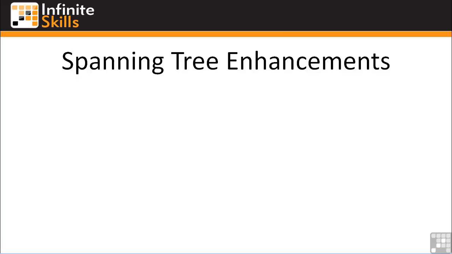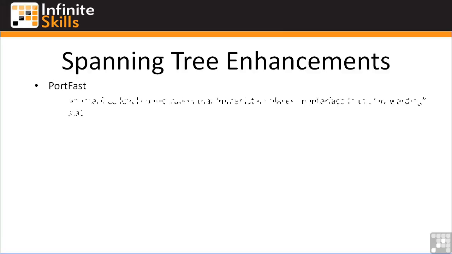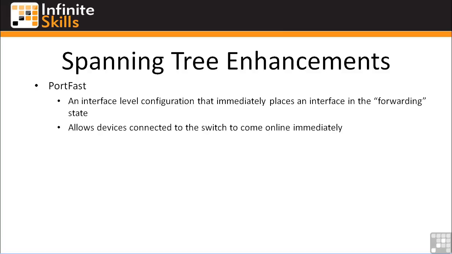The next enhancement we're going to talk about is called PortFast. And PortFast is an interface level configuration that immediately places an interface in the forwarding state once something comes online. Now, this completely bypasses all of the STP convergence time that can take place when a link changes. It allows devices connected to the switch to come online immediately. As soon as the switch port gets power, the interface comes up and you can get an IP address or start sending data across the link however it's configured.